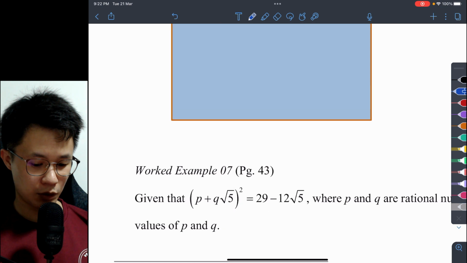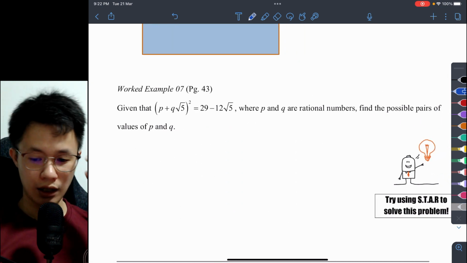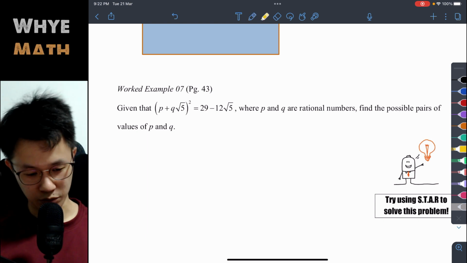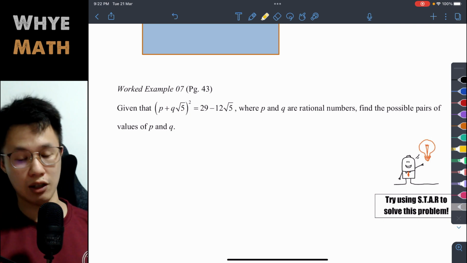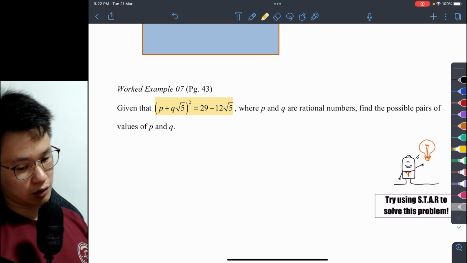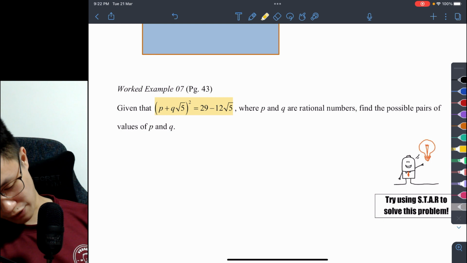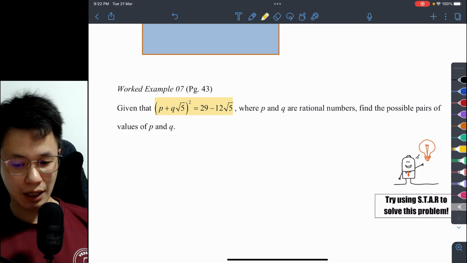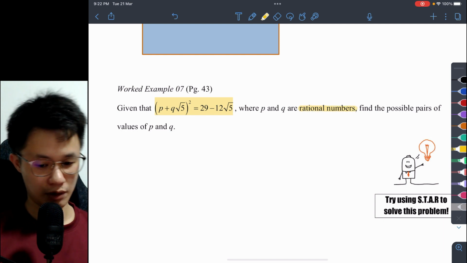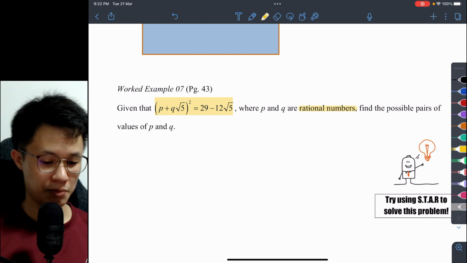So we'll jump over to a question like that where I'm given this, and we're going to try to use STAR to solve it. The first part is to search the question, which is to read the problem. I'm given an equation here: p plus q square root 5, the whole thing squared, is equal to 29 minus 12 square root 5. And we are given that p and q are rational numbers. Okay, p and q must be rational numbers. If they're not rational, then it's not possible. We're going to find the possible pairs of values of p and q.